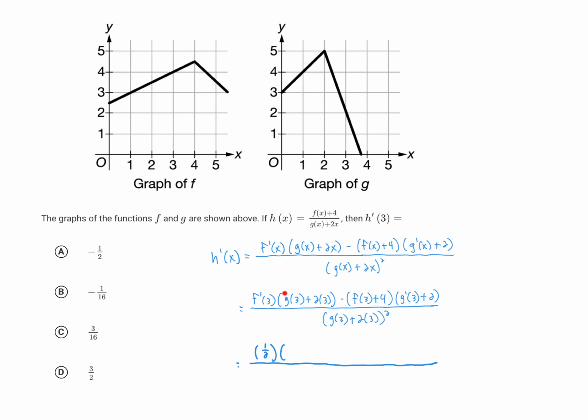Okay, next thing, g of 3. That's just the y coordinate at 3, which is 2. That's 6. Next thing, f at 3 is just the y value at 3, so that's 4.